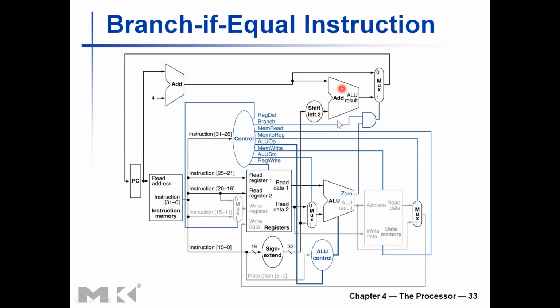Then add those two together, add the offset to the regular PC increment, and get the result and put it into the program counter. We are not accessing the memory, that is grayed out. We are not using the result of the ALU other than the zero output, so that is grayed out. And we are not using the write circuitry into the register file. We are not writing anything into the register file.